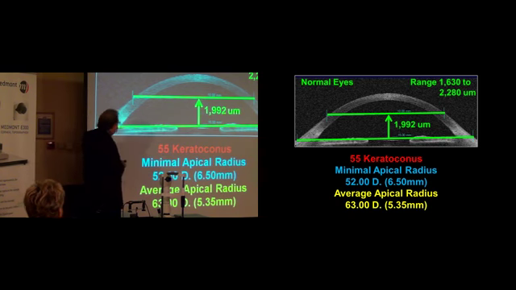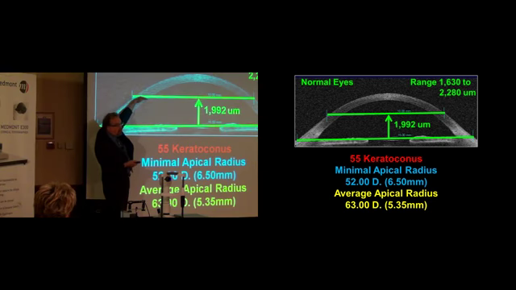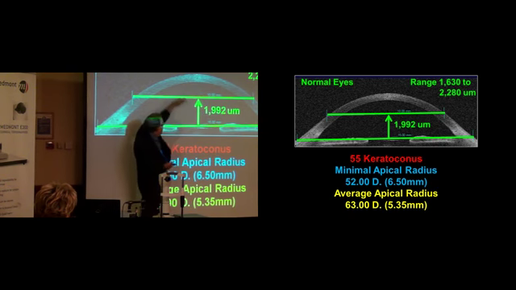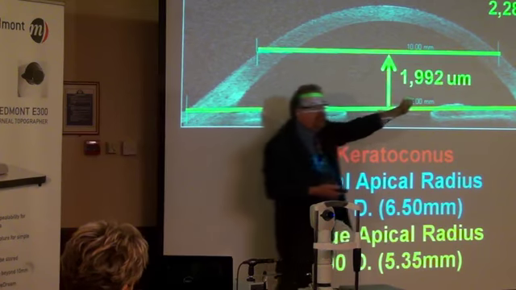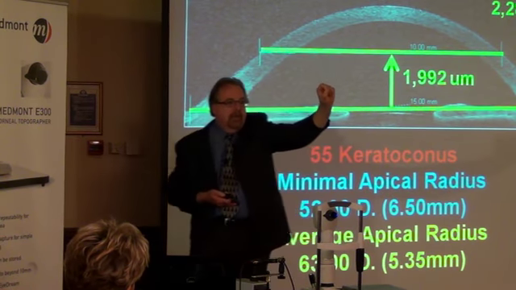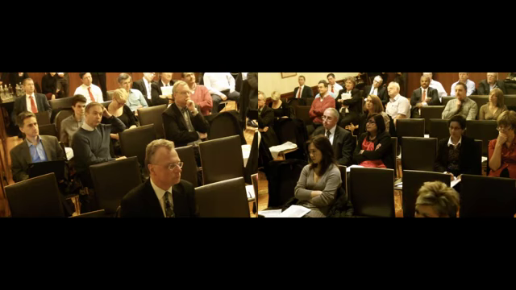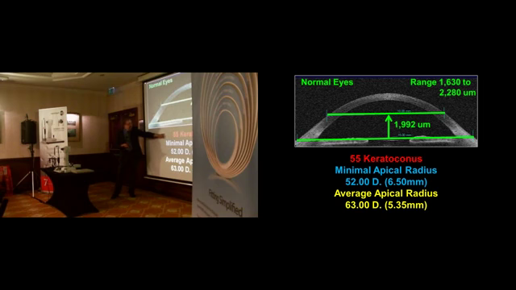And what we found was that when we drew a line at the chord of 10 millimeters and then out to 15 millimeters, the height of the anterior segment from 10 millimeters to 15 millimeters was right around 2,000 microns. Now hold that in your head, 2,000 microns. Now we're going to look at 55 keratoconus patients.